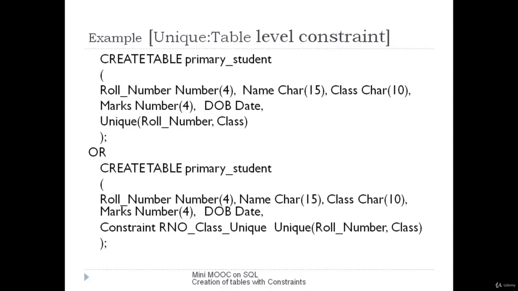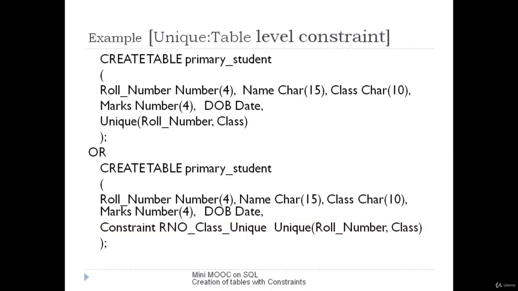To make the roll number and class combination unique, as in the case of a primary school database, we can use this statement. Here, unique is a table level constraint and it has been applied on the roll number and class combination. We can specify a table level constraint after specifying all the columns. We can also specify our own constraint name for this table level constraint.